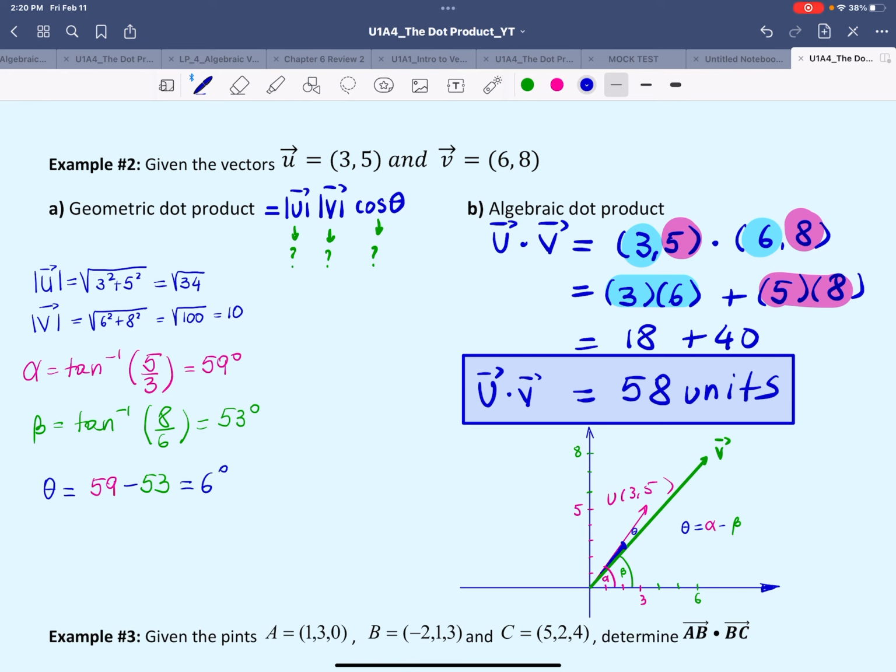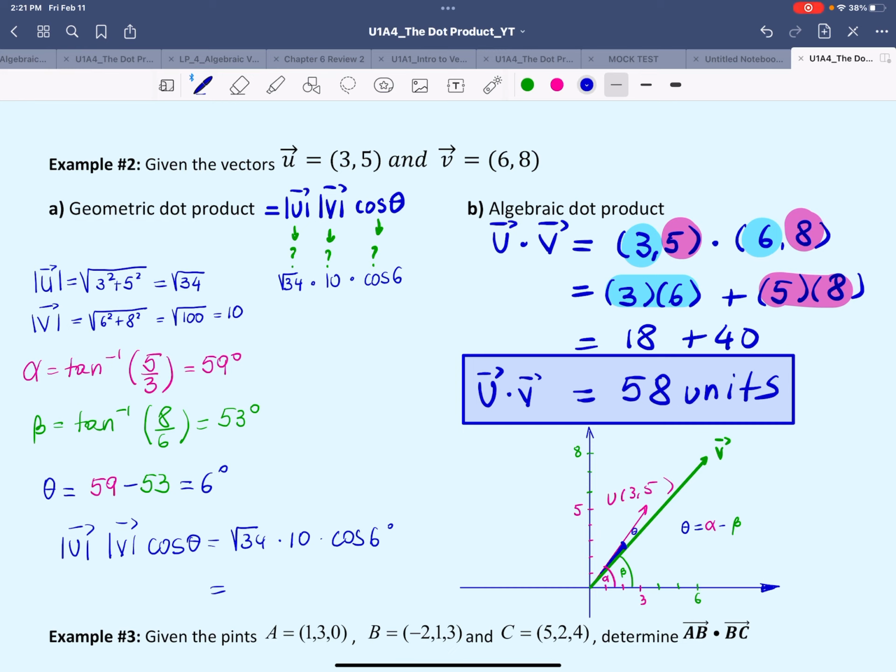So now we have about everything. We have magnitude of u, which is root 34. We have magnitude of v, which is 10. We have angle theta, which is 6, so cosine of 6. So what we want to do is multiply them all together to see what the geometric dot product will be. So root 34 times 10 times cosine 6, and I encourage you to use a calculator to see for yourself.